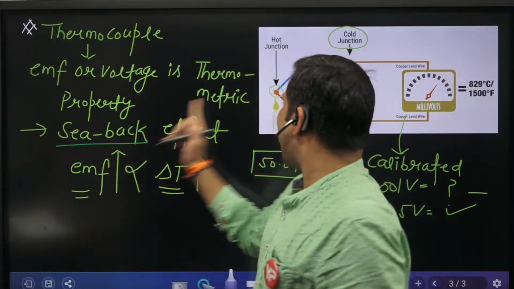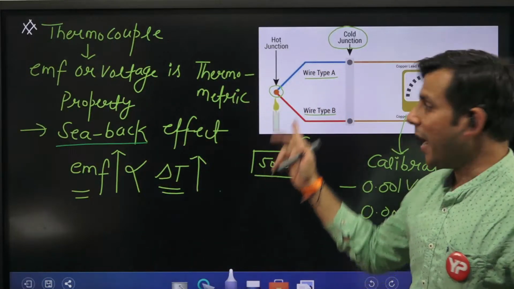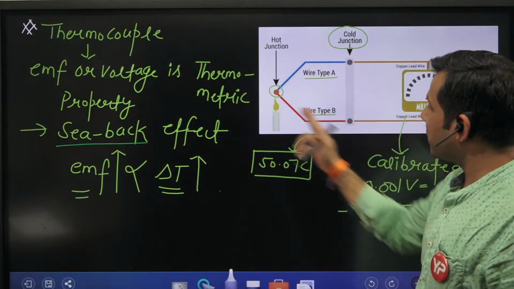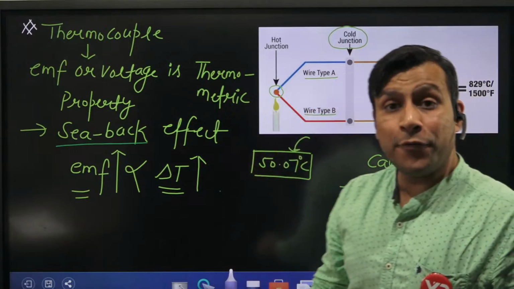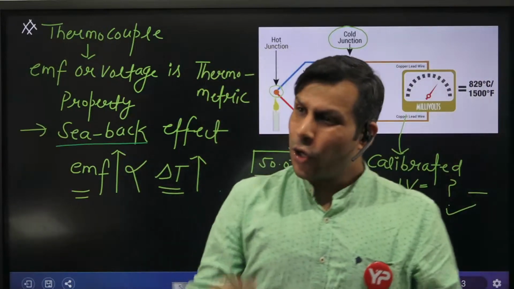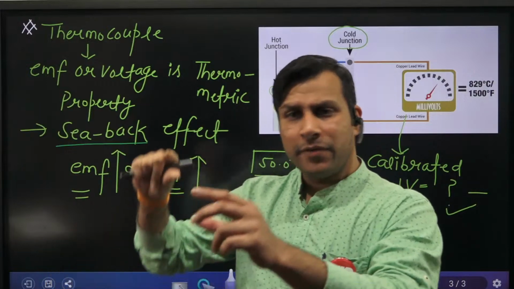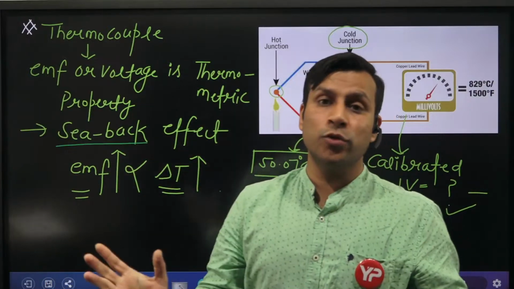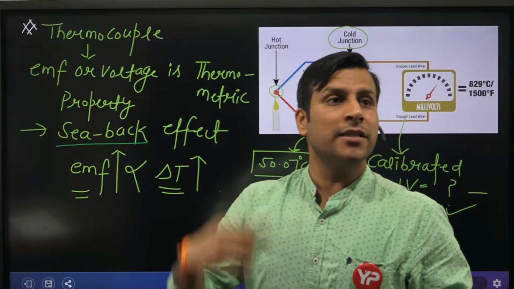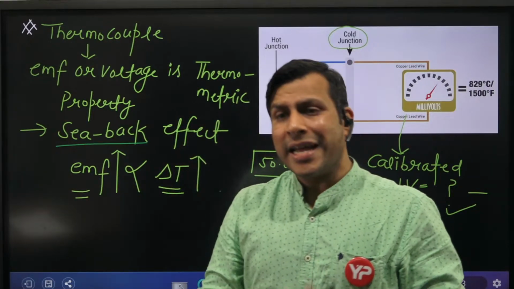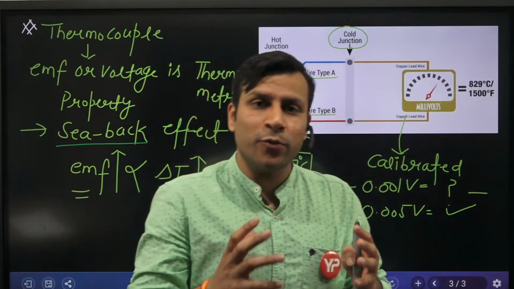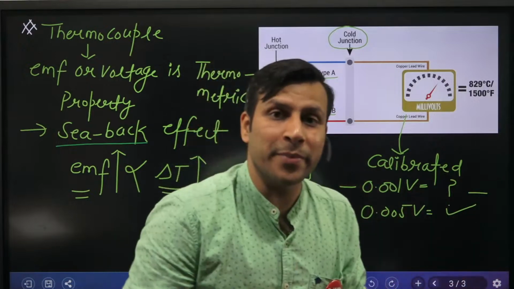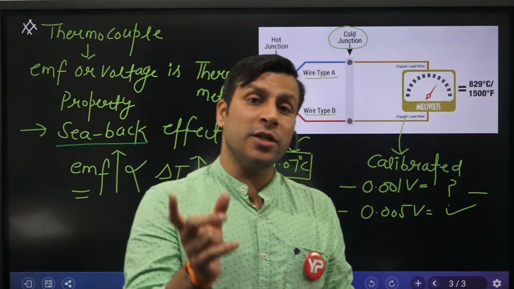Reverse means if you have two metallic wires with two junctions, and you provide some EMF between those two junctions, there will be some temperature difference produced between the two junctions. That is known as the Peltier effect, that we use in refrigeration. In a refrigeration system, guys, we want to produce low temperature, and we are producing it by the Peltier effect.